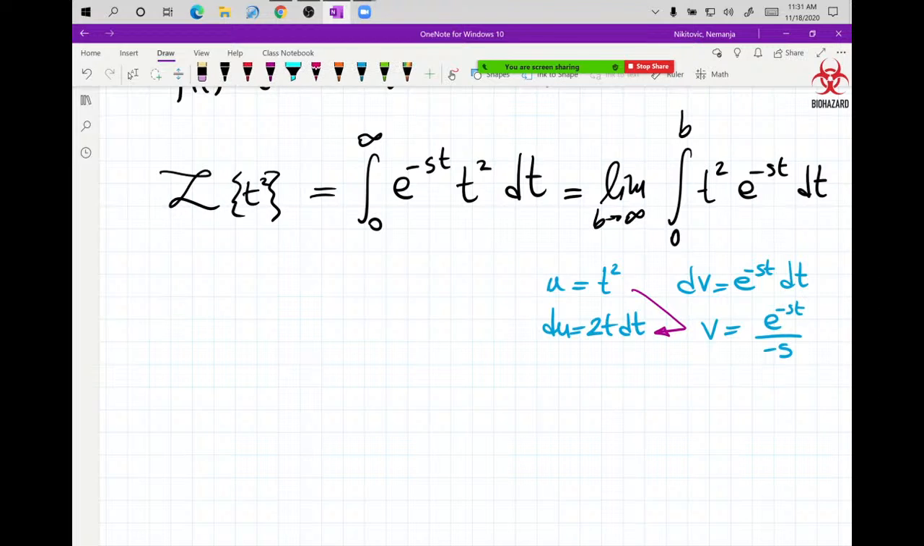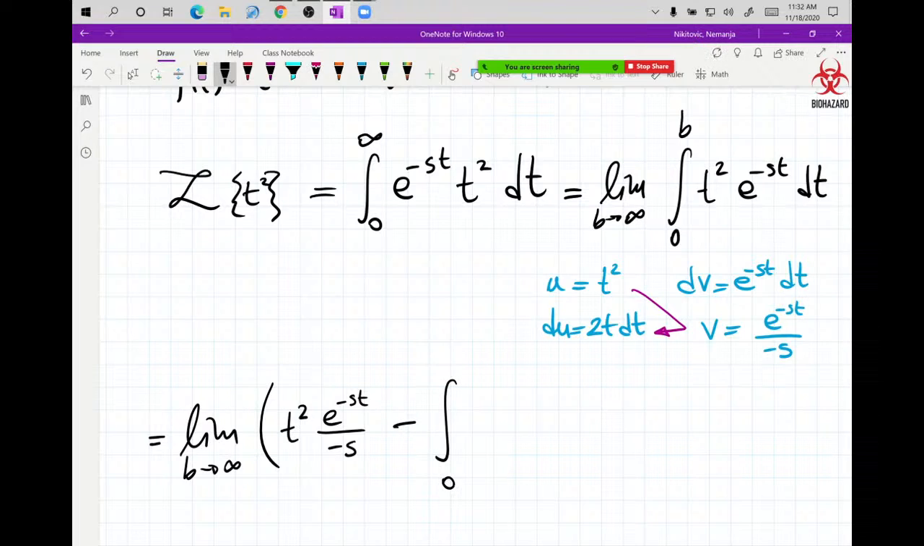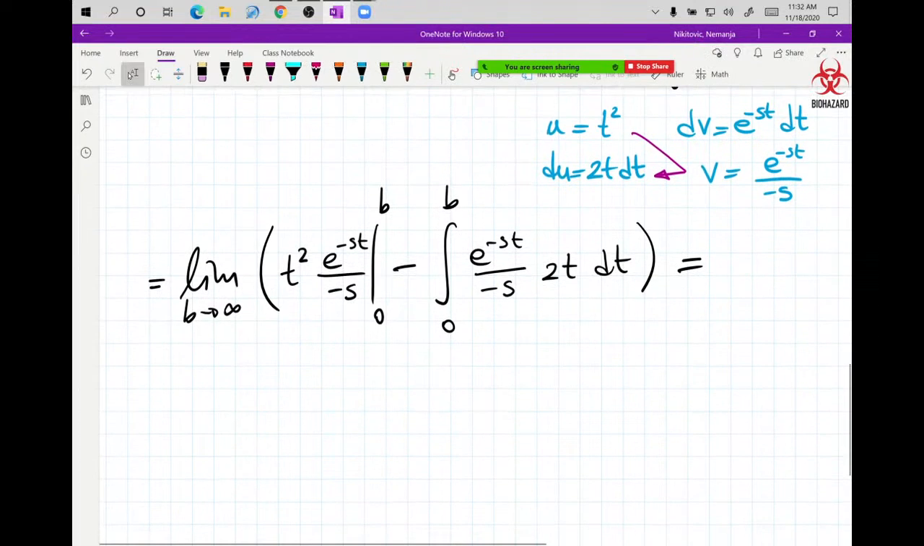So what do we have? It's going to be a long line. Limit as b goes to infinity, open parenthesis. So now we have t squared e to the negative st over negative s. We'll deal with that algebra. Minus the integral from 0 to b. Oh, this needs to be computed from 0 to b. And this one is the integral from 0 to b, and then I have e to the negative st over negative s times 2t dt, right?